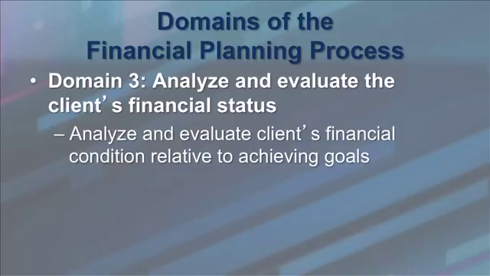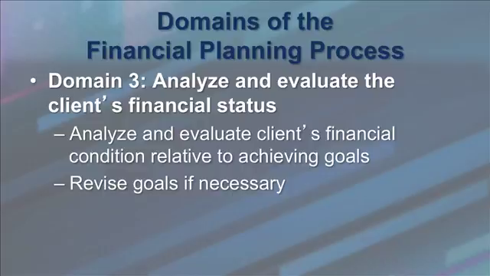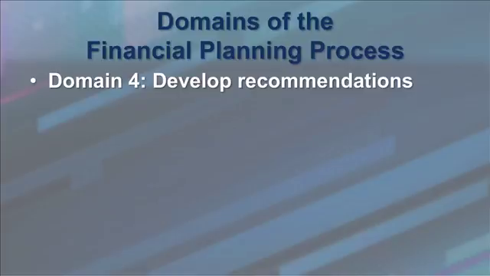In the third domain, we analyze the goals of the client. We take a look at the resources available. We take a look at the outcomes. We're going to measure them against risks. And in this third domain of the financial planning process, we're going to say to the client, can we or can we not meet our goals? In this step, we start to develop the end recommendations we're going to give the consumer, which brings us to the fourth domain. The fourth domain is to develop recommendations and alternatives.